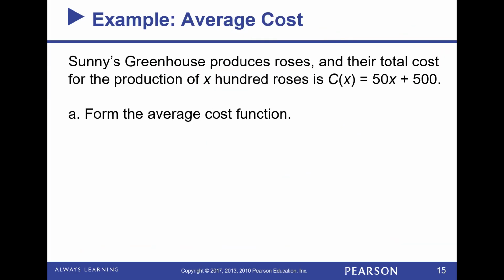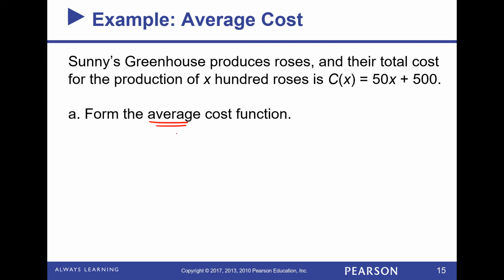So let's try this again and let's go for what we call the average cost function. Now, Sunny Greenhouse produces roses, and their total cost for production of x hundreds of roses is C of x equals 50x plus 500. Now I want to know what the average cost function is.